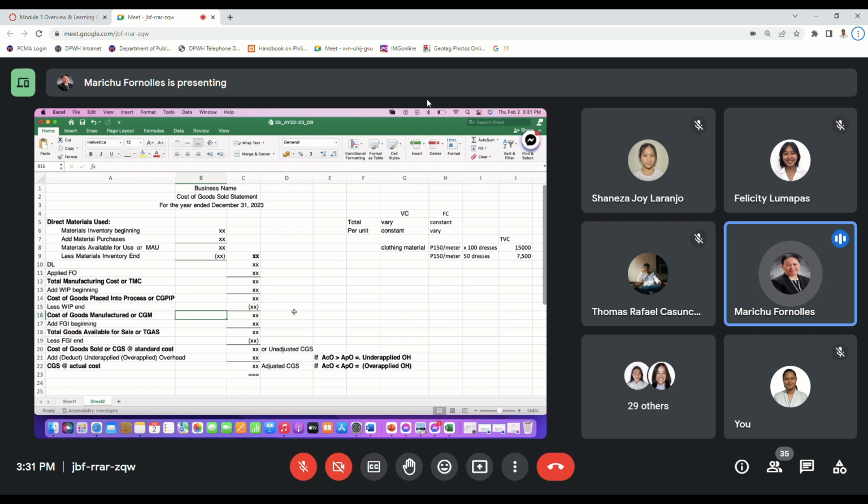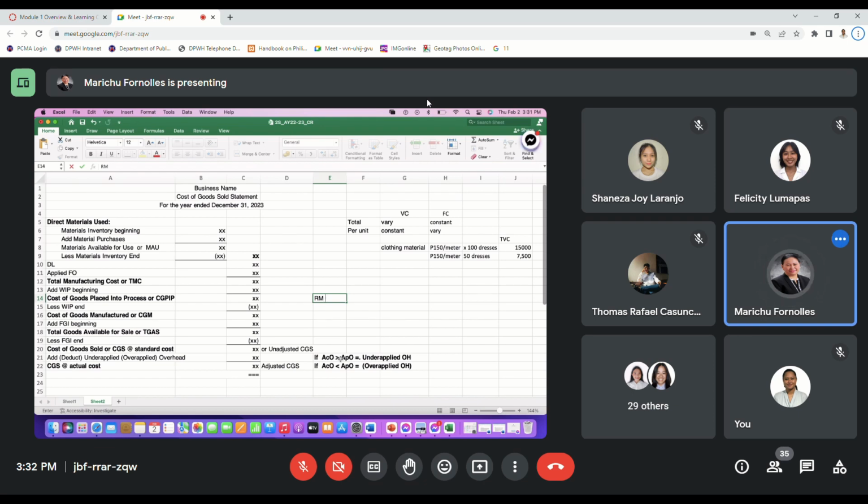Once the job has been completed, it will be transferred out to finished goods inventory. And the completed jobs from finished goods inventory, if they are sold, then that will be transferred out to cost of goods sold. So notice, from raw materials, the raw materials are the cost of the unprocessed materials that you obtain from your supplier.